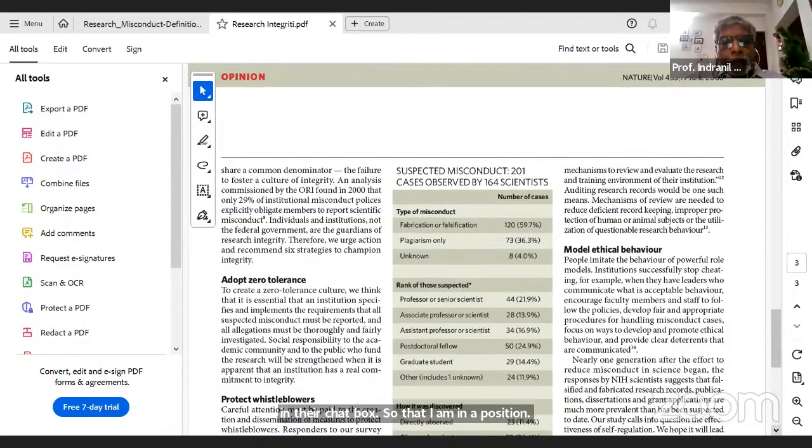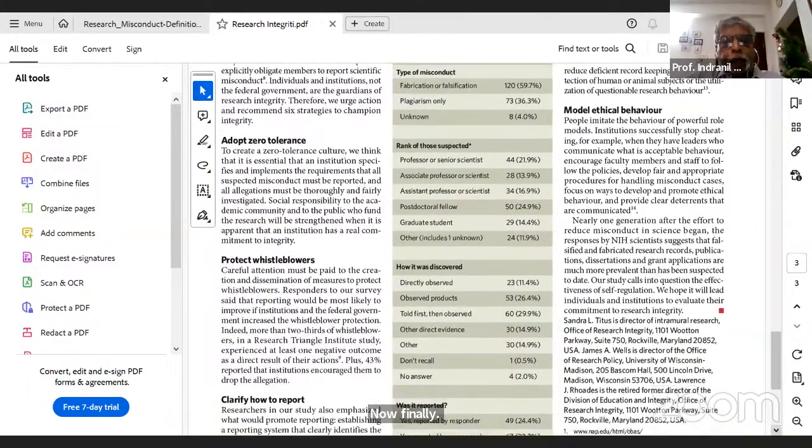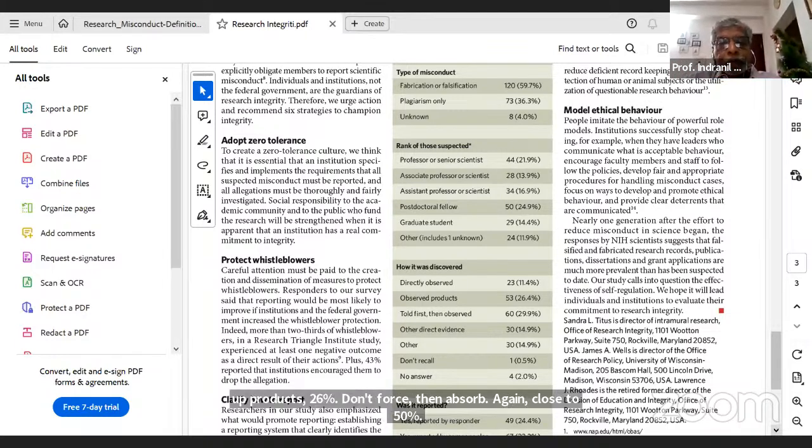Now, finally, how it was discovered. That's a long shot. Directly observed around 11%. Observed products 26%. Told first, then observed became close to 30%. Direct evidence 15%. Others 15%. And there are then others.